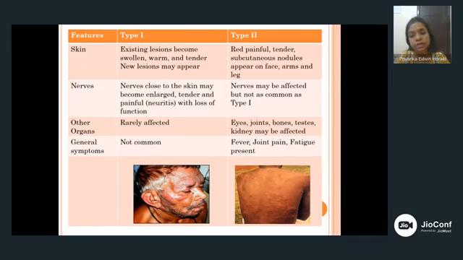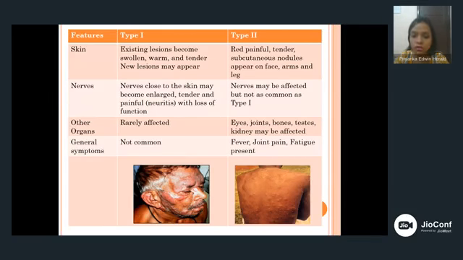And type 2, as the name suggests, erythema nodosum leprosum, has the presence of nodules all over the body. You can see in the picture also, there are red, painful, tender subcutaneous nodules. Nerves in type 2 are not as commonly affected as in type 1, but other parts of the body like eyes, joints, bone, testes, and kidneys are affected in type 2, and there is presence of fever, joint pain, and fatigue.